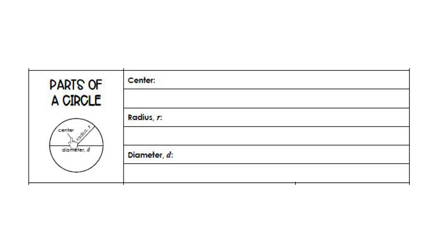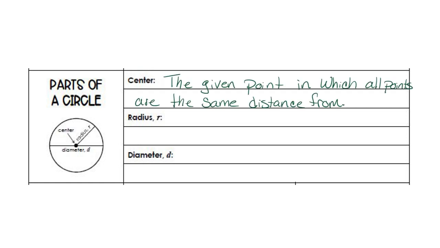In today's video, we're going to go over the parts of a circle. Okay, so here we have a circle over here to our left. We have 3 different points. So the first point we have is the center. And the center is the given point in which all points are the same distance from.